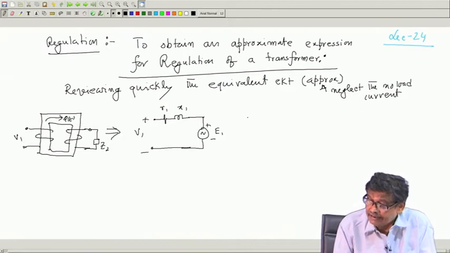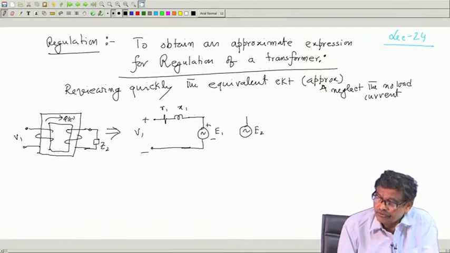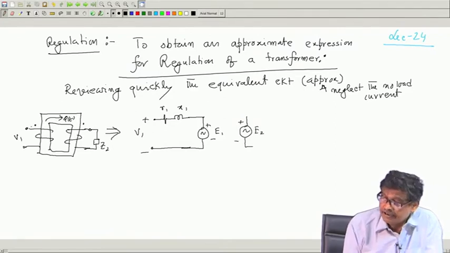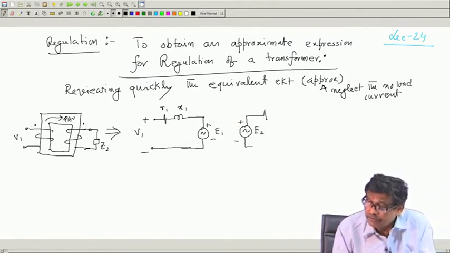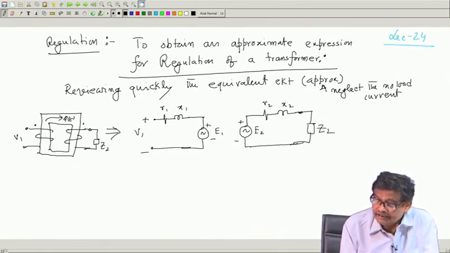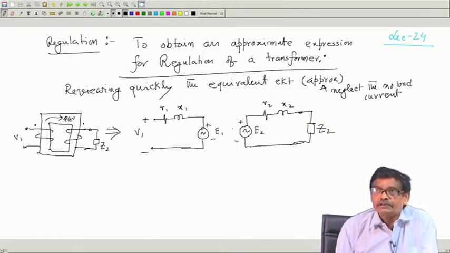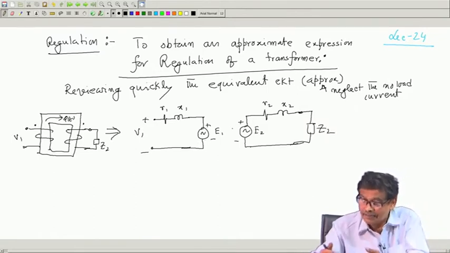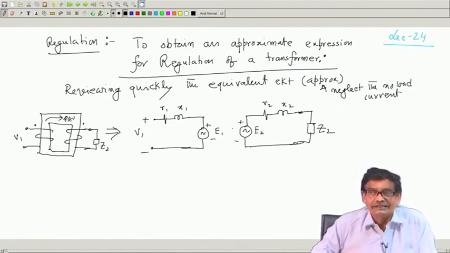And on the secondary side, it becomes a source of EMF, this is plus minus, that is the dot. And here is your R2, X2, and here is your load. This is the ideal transformer primary, this is the ideal transformer secondary. No load current and magnetizing current I have neglected. So, this is like this.